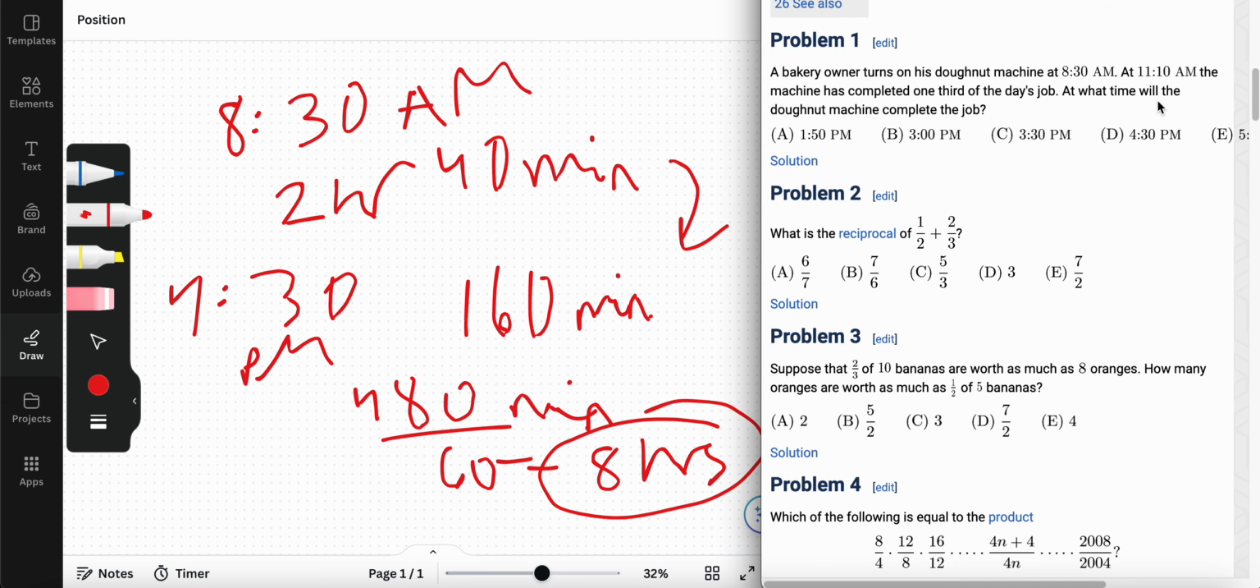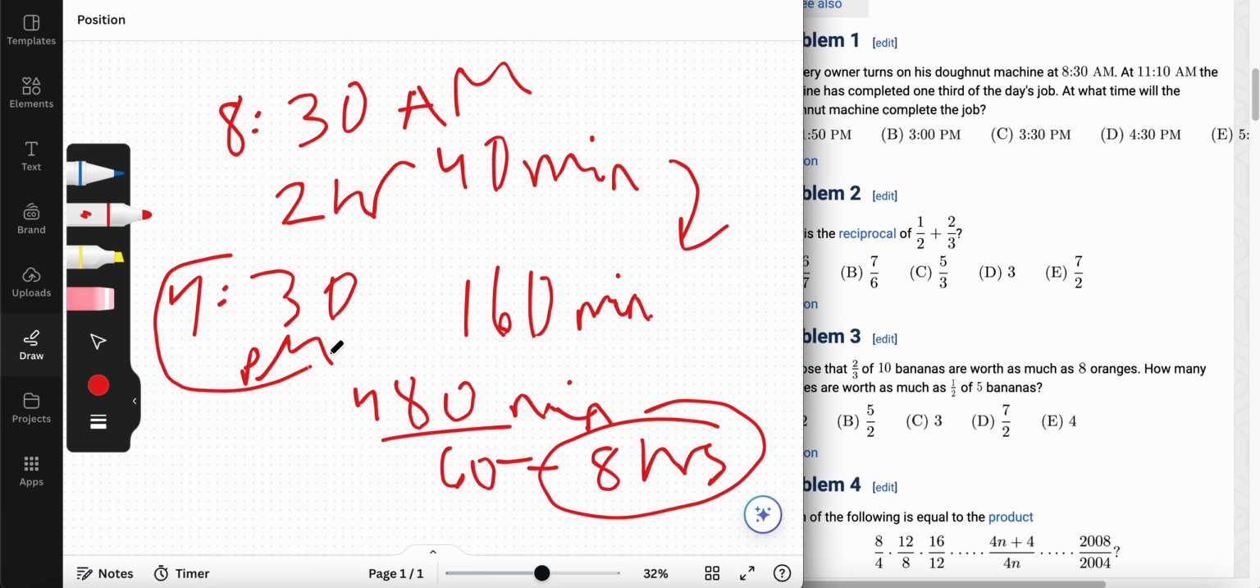And what is it asking for? At what time will it complete the job? Yeah, so it should be 4:30 because it's 8 hours. So that should be D. Okay.